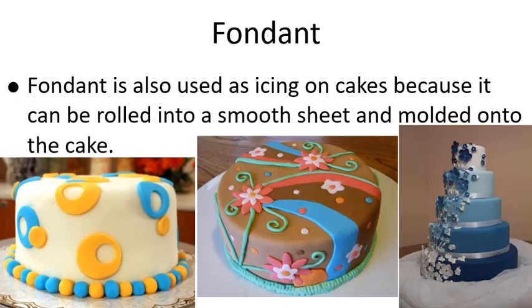It is quite useful in this regard because it can be rolled into a smooth sheet and then molded onto the cake, giving the cake a seamless coating that we can shape in a variety of ways. Its texture is somewhat similar to Play-Doh, so we can sculpt a variety of shapes from fondant and gently press them onto the fondant cake surface to get them to stick.